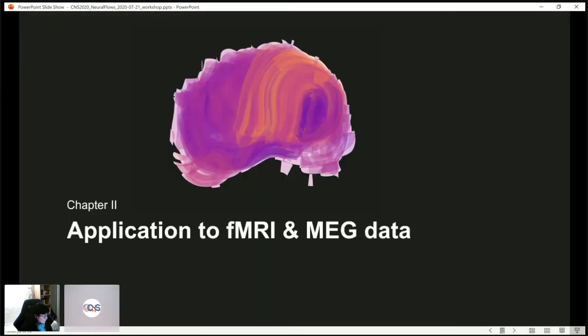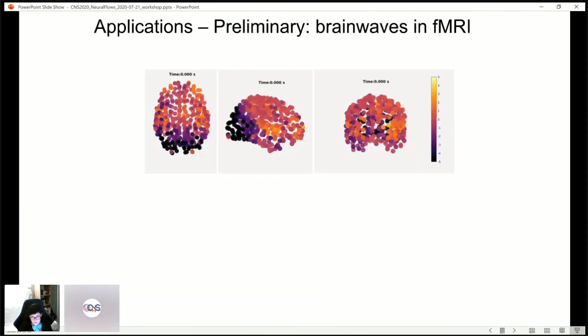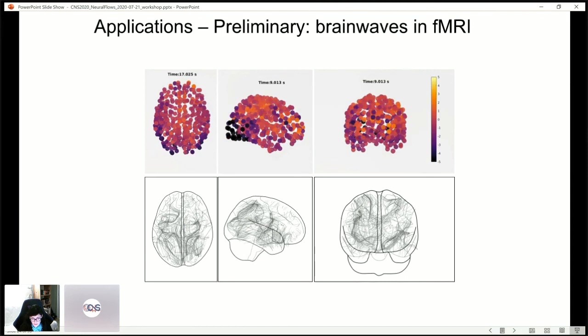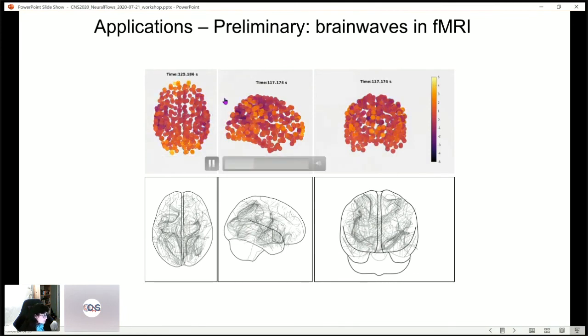So, our application to fMRI. We also started analyzing some fMRI data, and we can see some waves. This is a movie watching data set, and you will see waves propagating toward the back at some point. The waves are very complex, and that's expected of movie watching because we're engaging different sensory modalities as well.